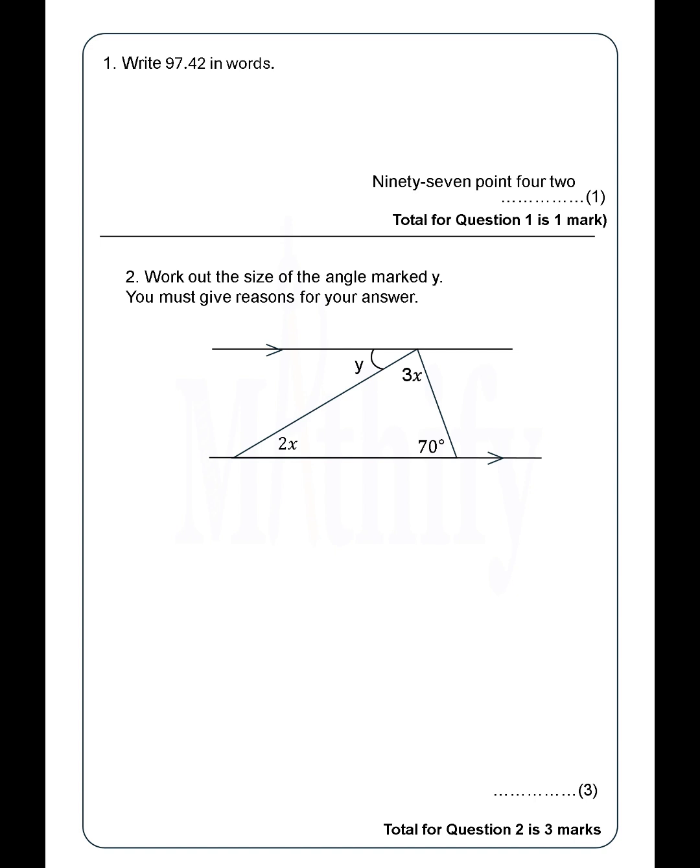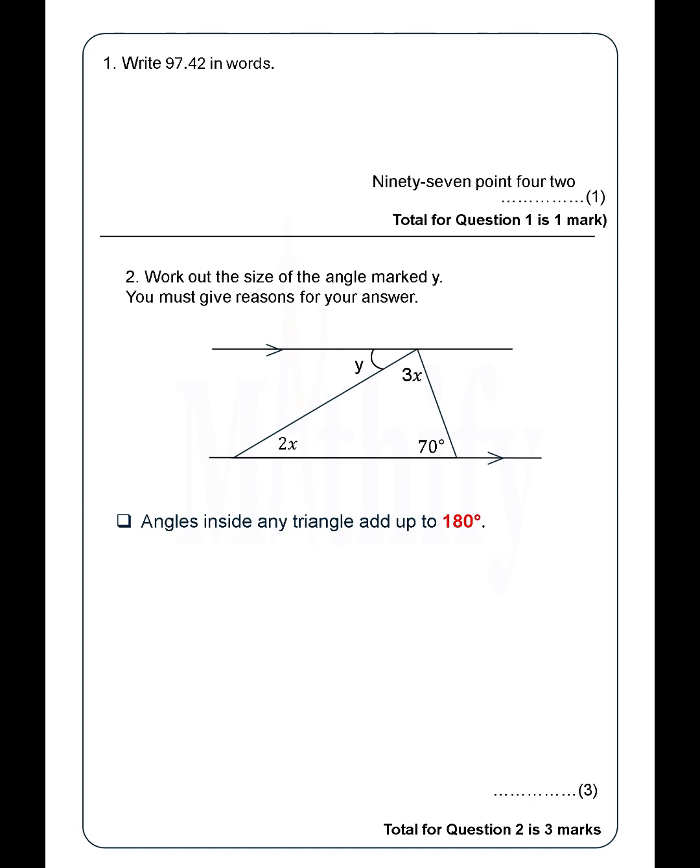Question 2. Work out the size of angle marked Y. You must give reasons for your answer. Step number 1. We know that angles inside any triangle add up to 180 degrees. We can add anything inside the triangle, but before we delve into that, here's a piece of information that will be useful. As you can see, y is equal to 2x because of alternate angles, Z shape, which means that 2x is equal to y.